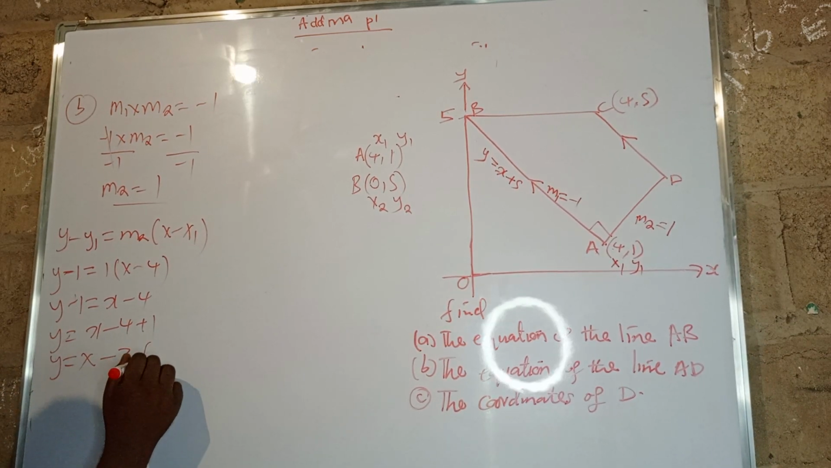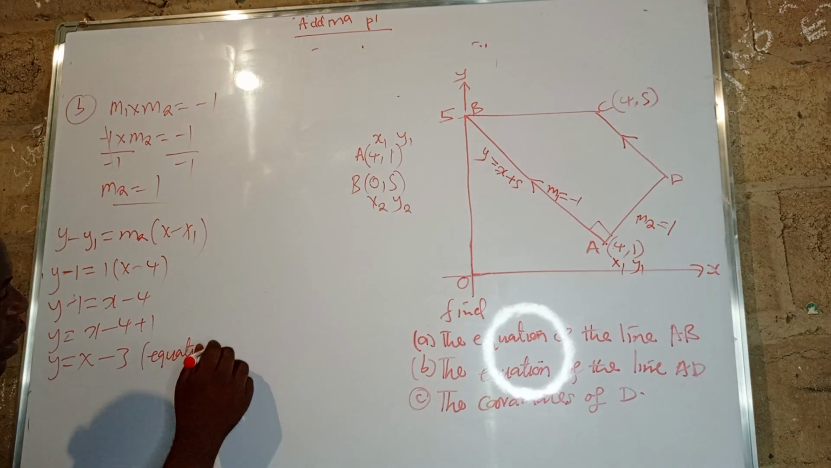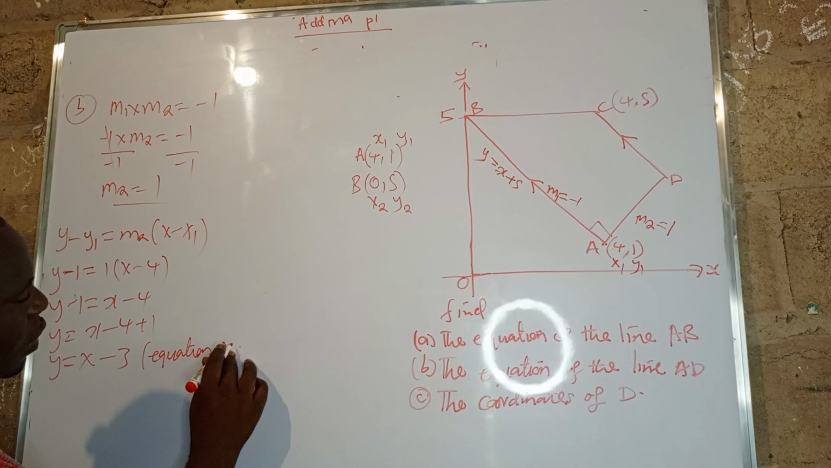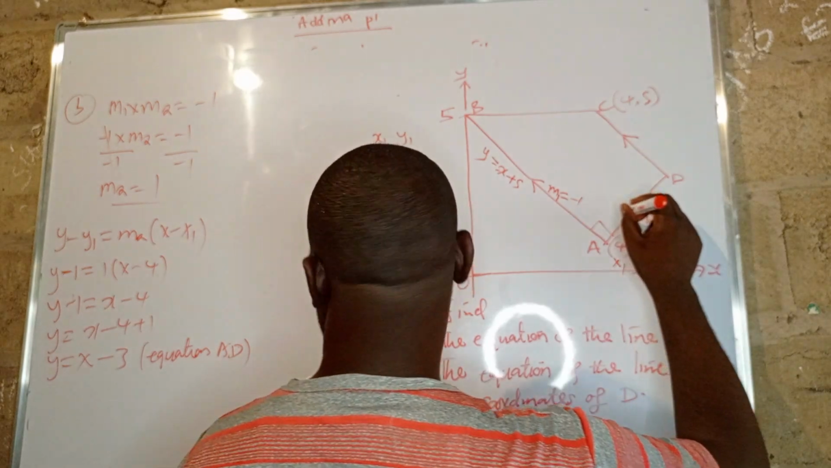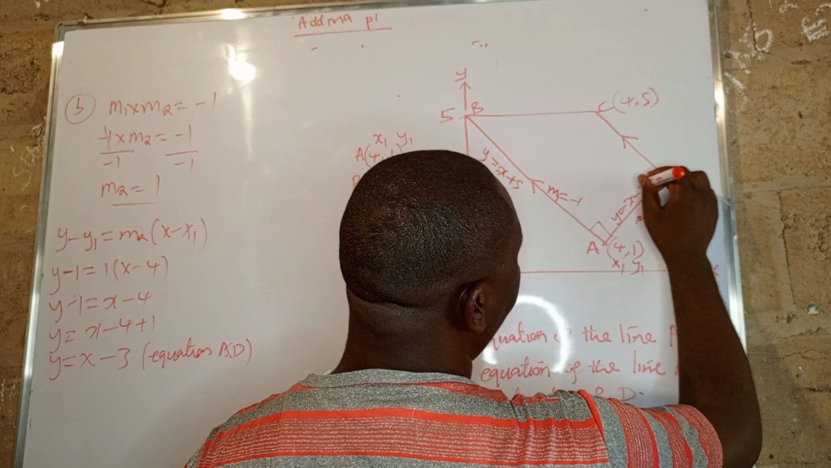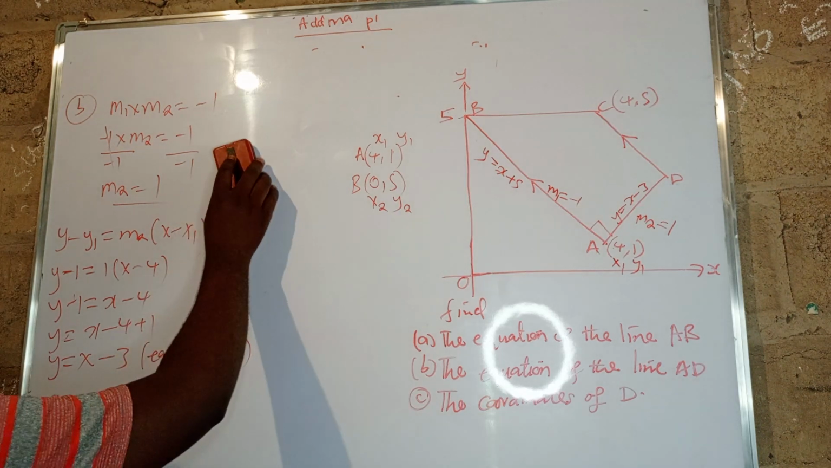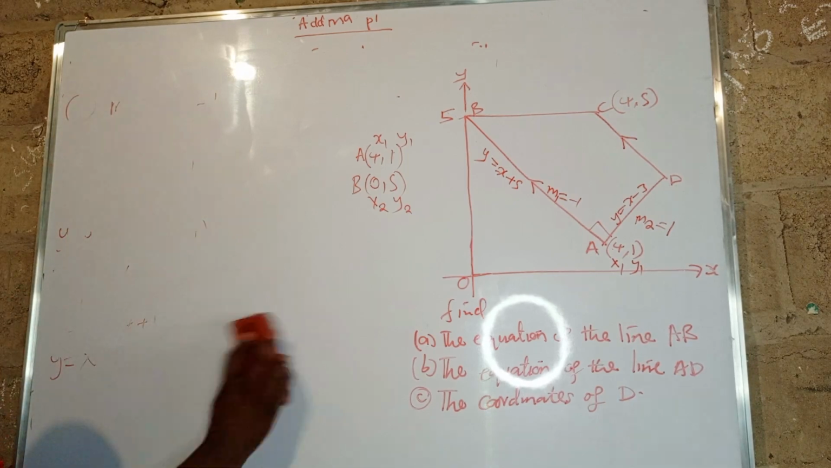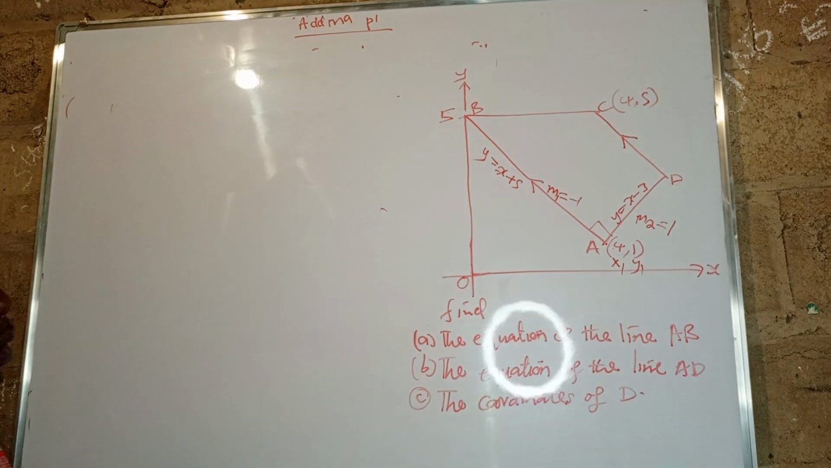This is the equation for AD. So the equation for AD, I'll write it here: y is equal to x minus 3. Yeah. The last question, the coordinates of D.